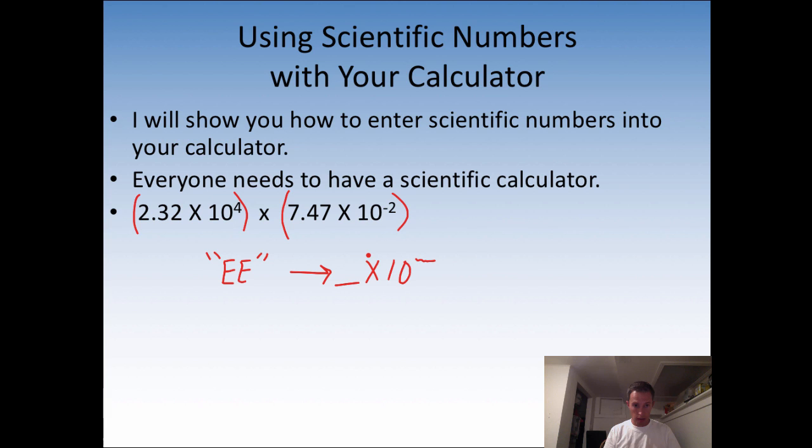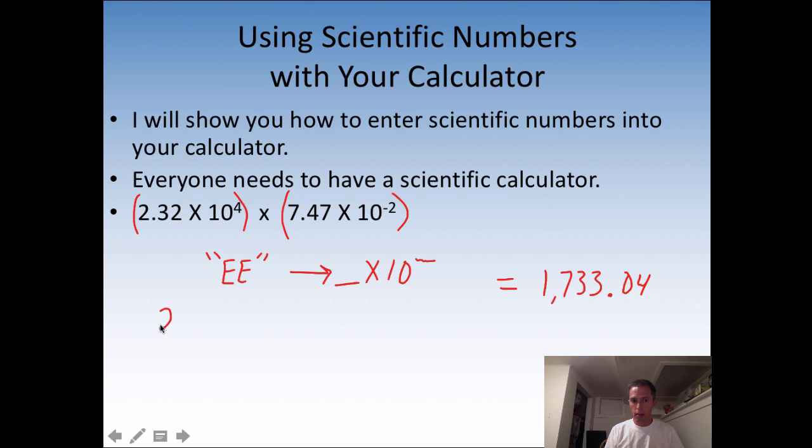Let me put this in the calculator. 2.32, I'm going to put the big E button in now. So big E, and then all I have to do is enter 4, and then times 7.47, big E, and now I have to hit a -2. Not the minus subtract button, but the negative sign, and then hit enter. And my calculator will give me this number, 1,733.04.